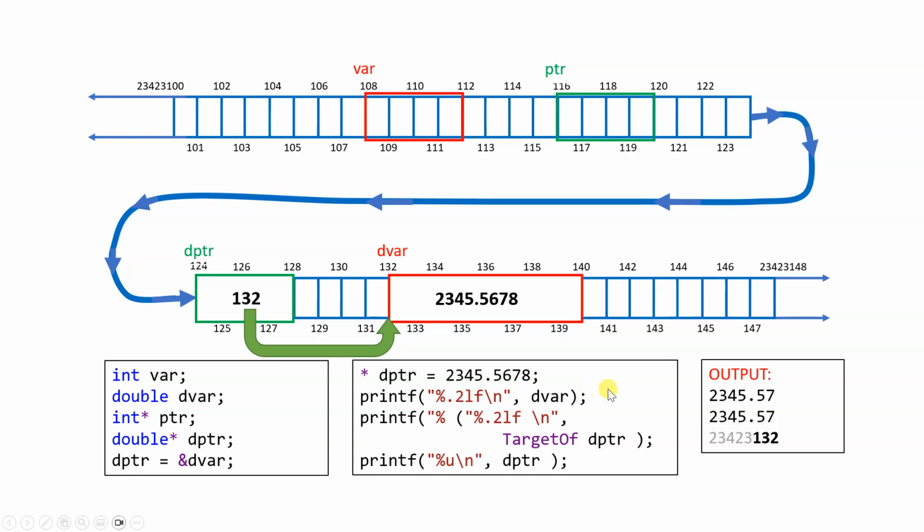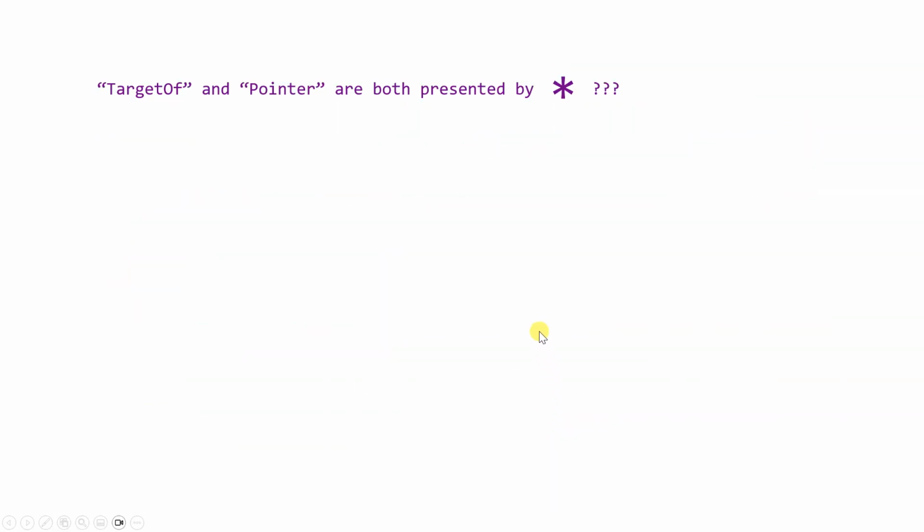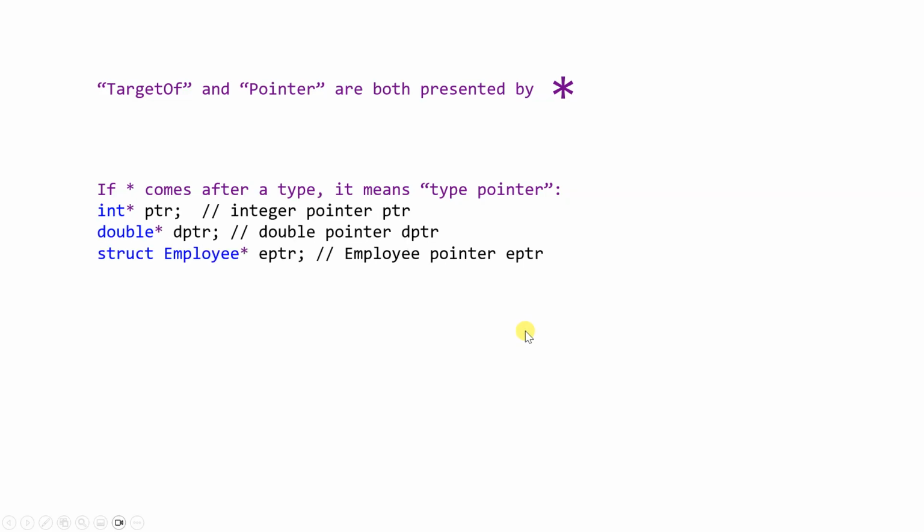So, going back here, as you see, all the targets of are changed. Now this is real C syntax. So essentially, target of and pointer are both presented by asterisk. If asterisk comes after a type, it means type pointer, whatever the type is. Employee pointer, car pointer, integer pointer, double pointer, whatever. Now, because it was C, I had the struct, you don't need to have it in C++, so employee pointer.